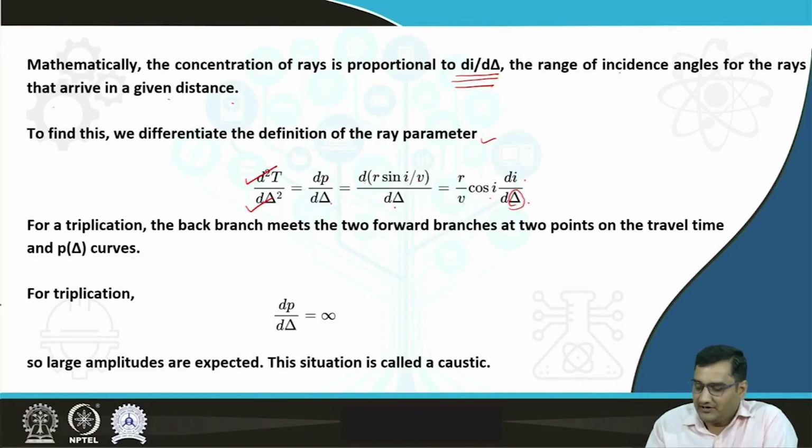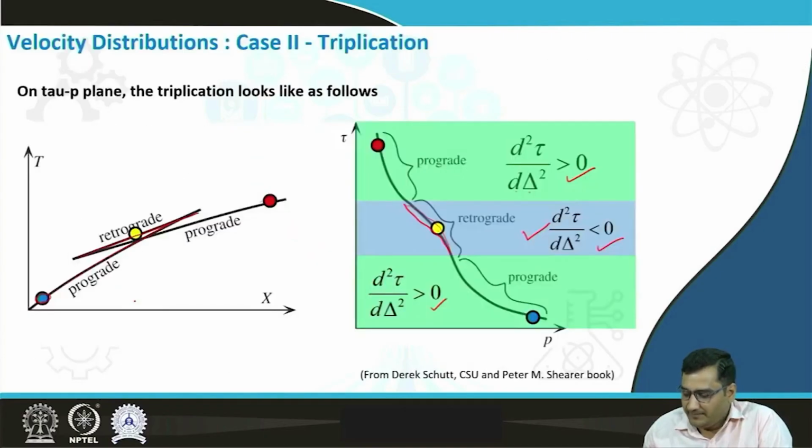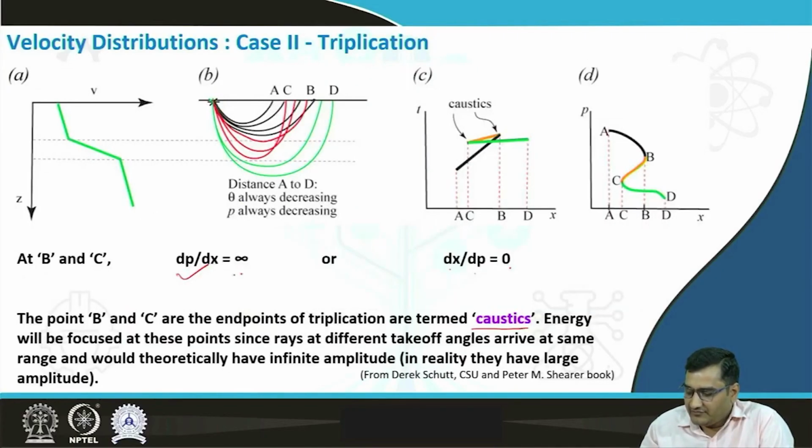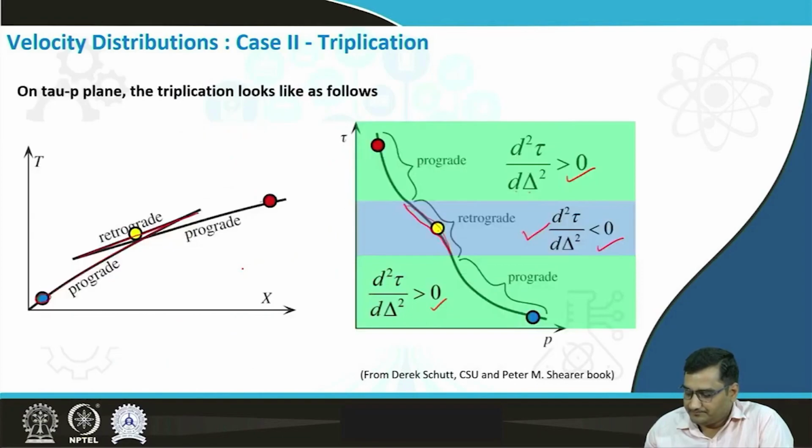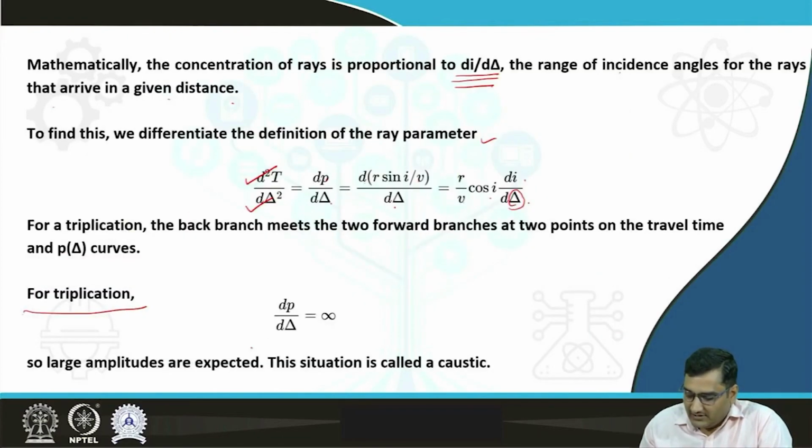So for triplication, the backward branch meets the two forward branches, as we have seen. At two points they meet on the travel time and the p delta curve. And for triplication, as we have seen at points B and C, dp by d delta should be infinity, because those are the caustic points. So large amplitudes are expected, and this situation is called caustic.